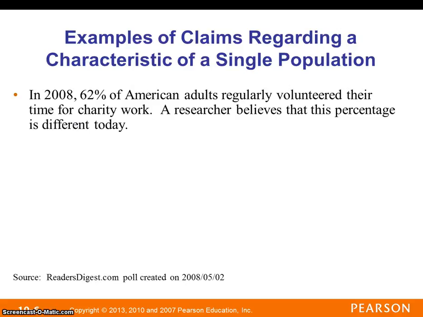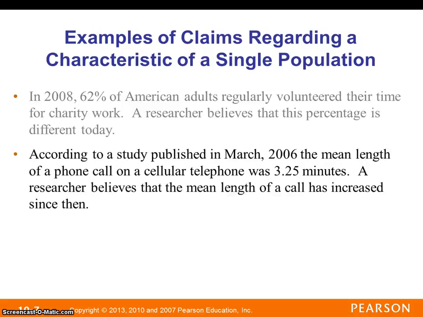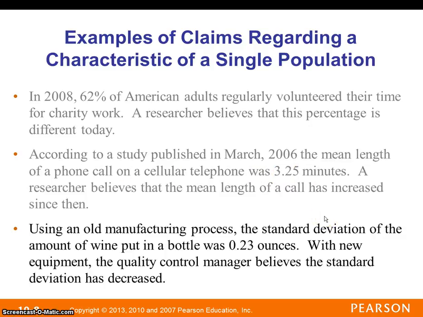So let me give you an example of claims regarding a characteristic of a single population. So here's some examples. For example, in 2008, 62% of American adults regularly volunteered their time for charity work. A researcher believes that this percentage is different today. According to a study published in March of 2006, the mean length of a phone call on a cellular phone was 3.25 minutes. A researcher believes that the mean length of the call has increased since then. Right? So the idea in this case is that the hypothesis would be that the mean length is 3.25 minutes, and you're testing to see whether that mean length has increased or not.